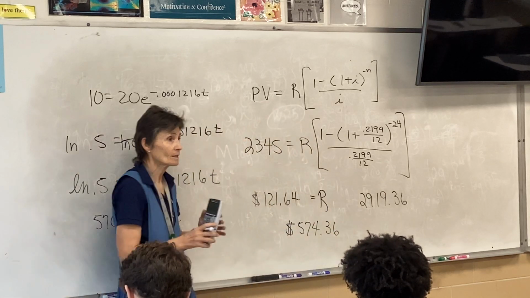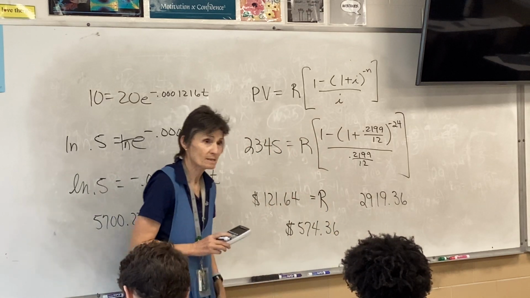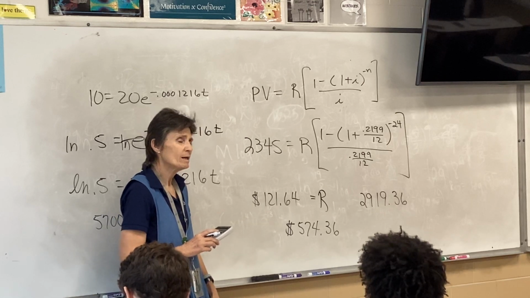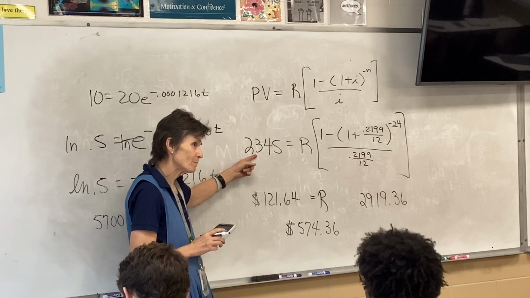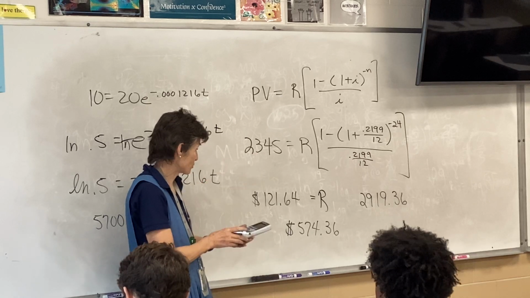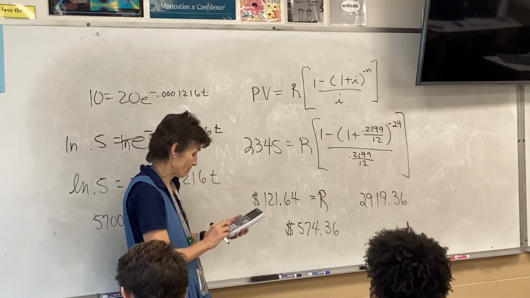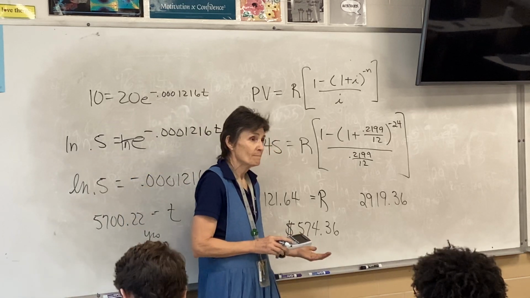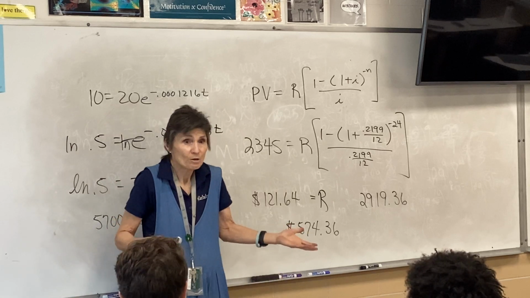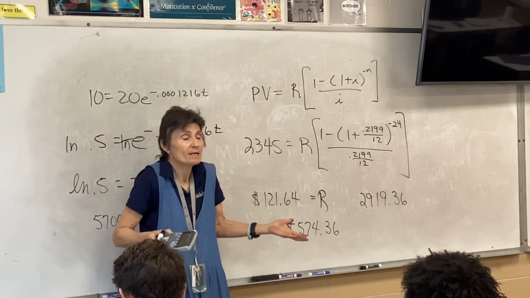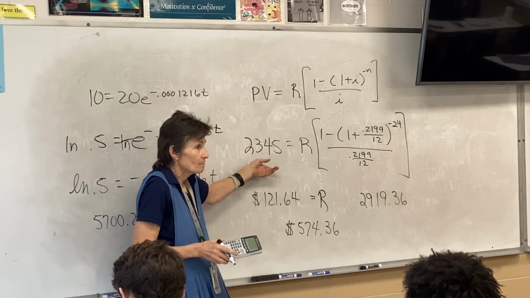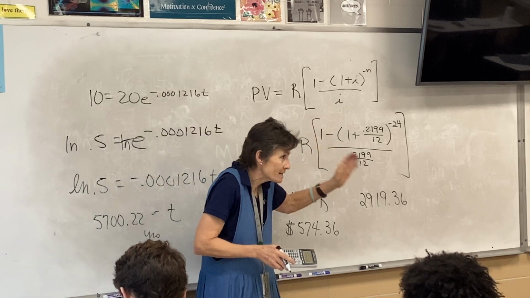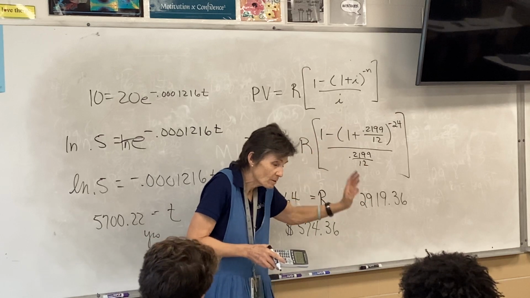$574.86. Now I know what some of you are thinking. Some of you are thinking, that's not that much money. Well, we only borrowed $2,000. So if we take that and divide it by 2345, it's like 25% more extra. You paid 25% extra because you didn't pay this off right away. Credit cards are money suckers. They take away your money.